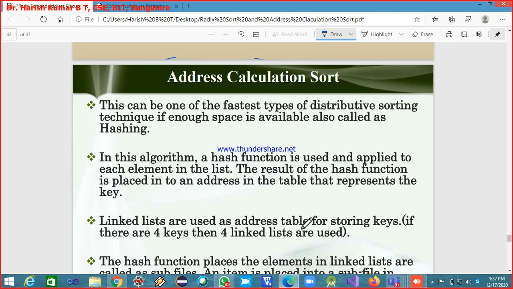This address calculation sort uses the linked list. You require the linked list, and the rest all use arrays. So we are going to discuss using arrays, but for this address calculation sort, you require the linked list.